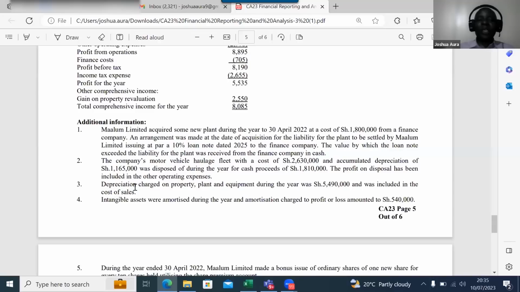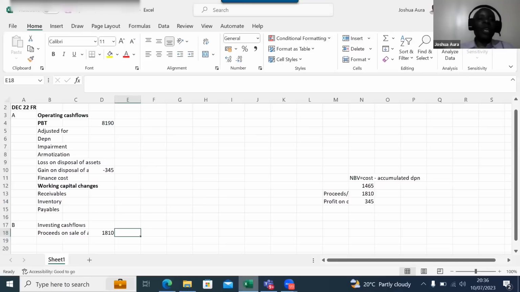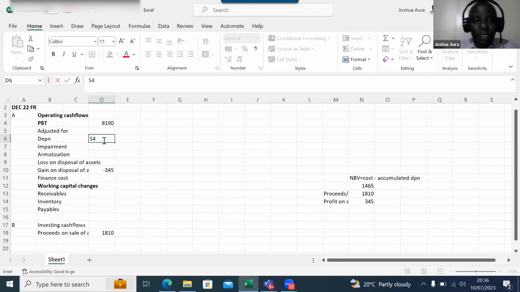Look at note number 3. Depreciation charged on PPE during the year was 5490 and was included in the cost of sales. So this 5490 is depreciation. Already I have a place to put this 5490. I have this line, depreciation 5490. All right, so 5490 depreciation.